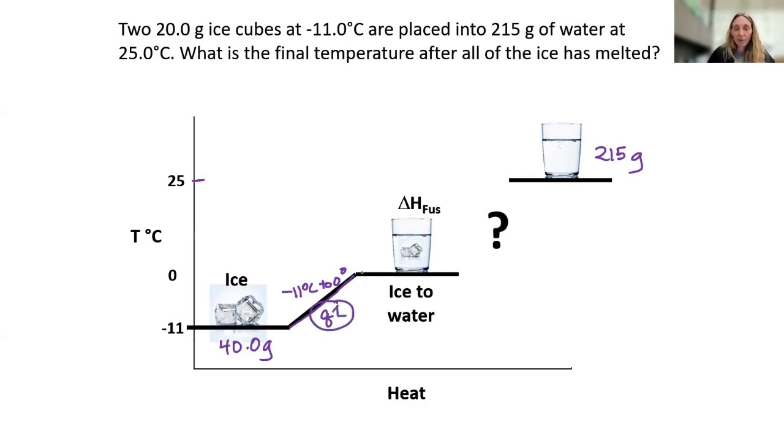The next step is we have to convert all of this ice to water. Okay, and we're going to use the delta H of fusion here. And remember, the temperature doesn't change, so we're staying at 0 degrees Celsius. But we need to figure out how much heat it's going to require to get the ice to the water. Okay, so here's our step number 2.